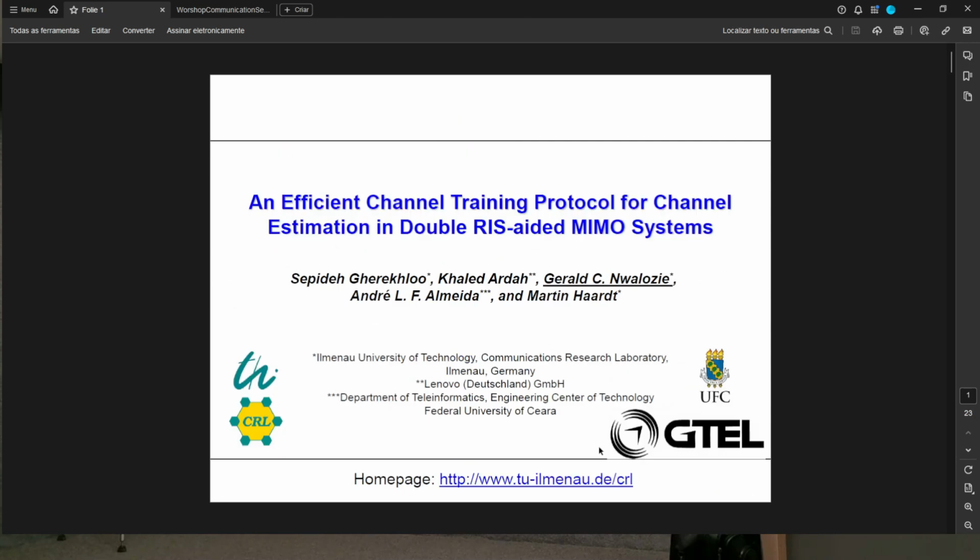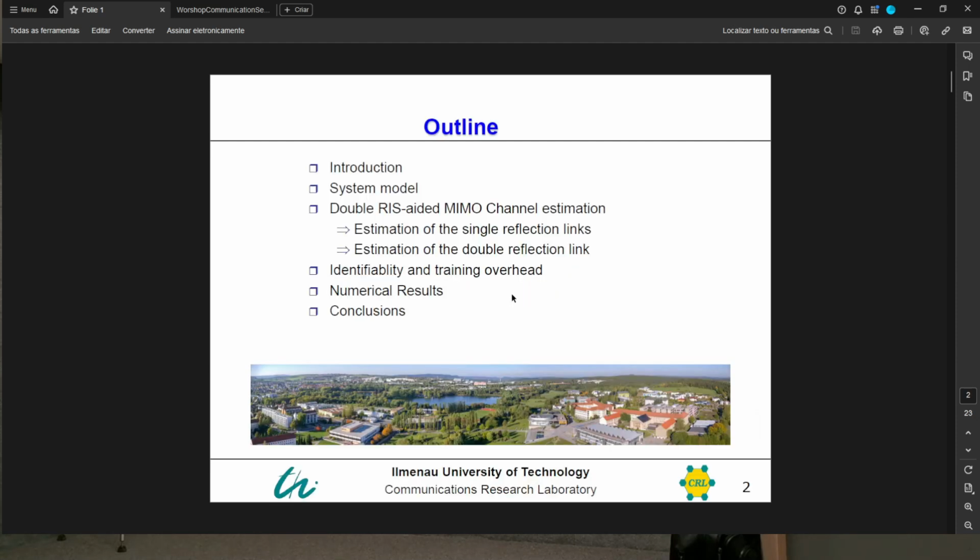Here we have the outline for the presentation. We go from the introduction to the system model, and then we look at double RIS-aided MIMO channel estimation, and then the estimation of the single reflection links, and then that of the double reflection link. Then we'll talk about the identifiability and training overhead, and then we look at the simulation result, and then the conclusion.